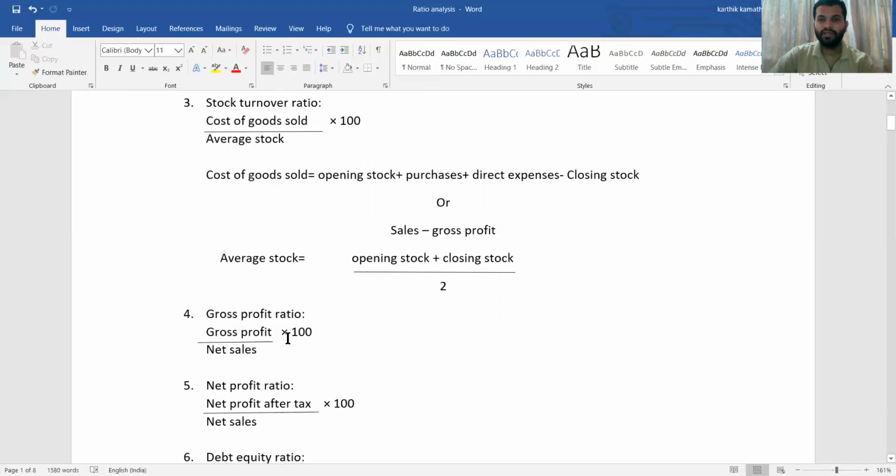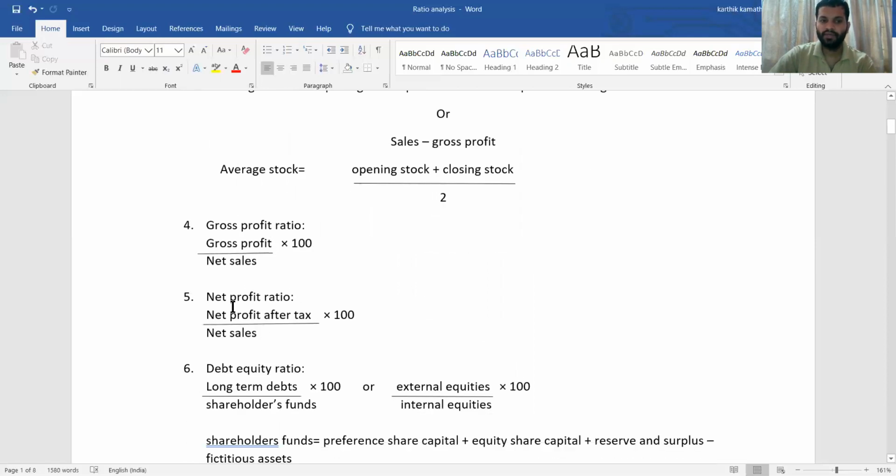Next is gross profit ratio. Gross profit ratio is equal to gross profit divided by net sales into 100. Then net profit ratio, that is net profit after tax divided by net sales into 100. So you need to know the formulas before solving problems regarding ratios.